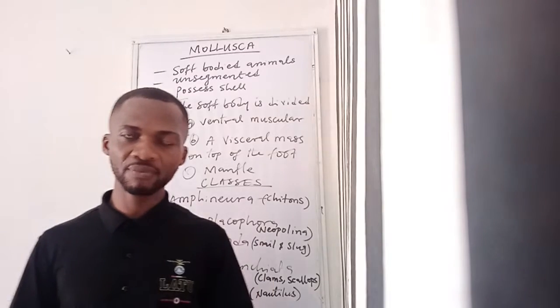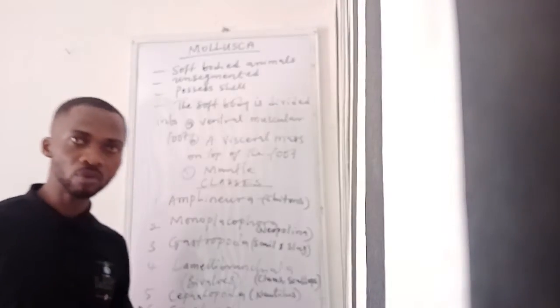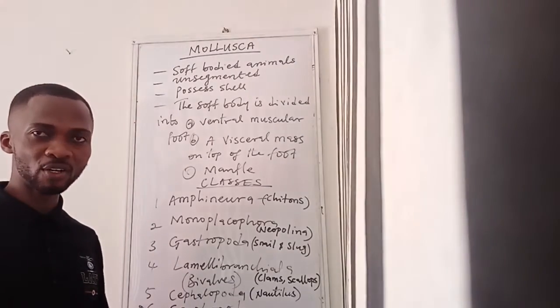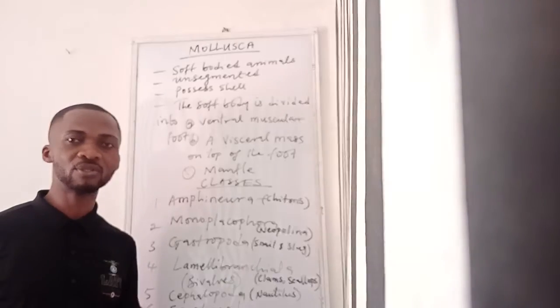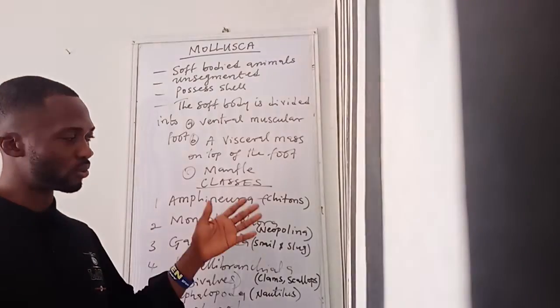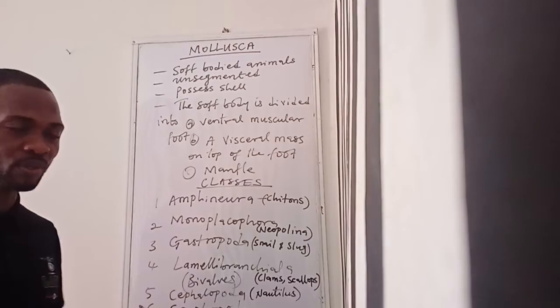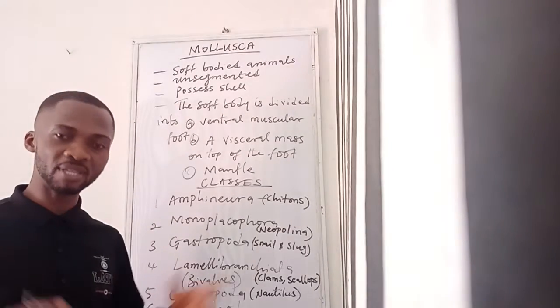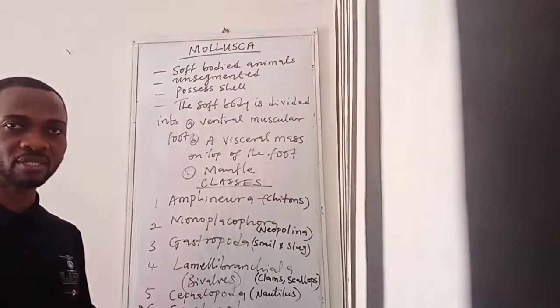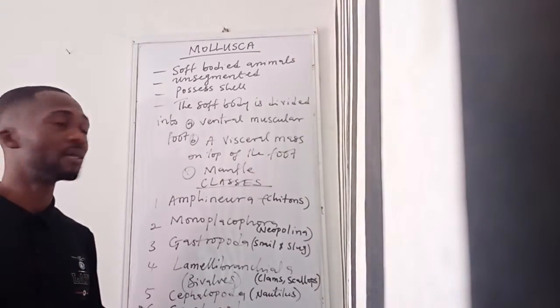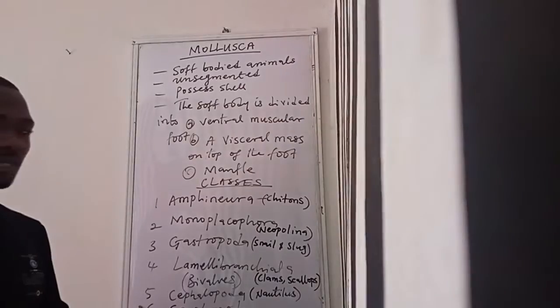So let's forge ahead. For today's class, we'll want to look at this organism that is called mollusca. When somebody mentions mollusca, the first thing that comes to the mind of an average biology student is snail. But as we go through the class and mention some of the examples, that is when you know that snail is one of the many examples of a group of organisms known as mollusca. And of course, the phylum is mollusca.